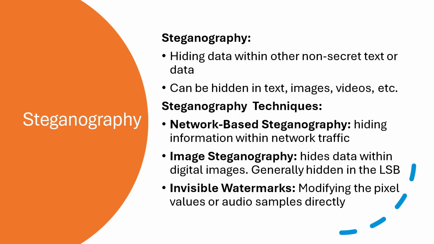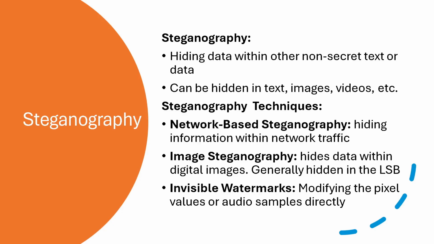Various techniques can be used to conceal information in digital media, such as network-based steganography. It involves hiding information within network traffic. This can be achieved in a few ways: protocol manipulation, which is embedding data within headers or payloads of network packets; modifying the timing of packet transmission to encode information; and utilizing unused fields in network protocols to hide data.